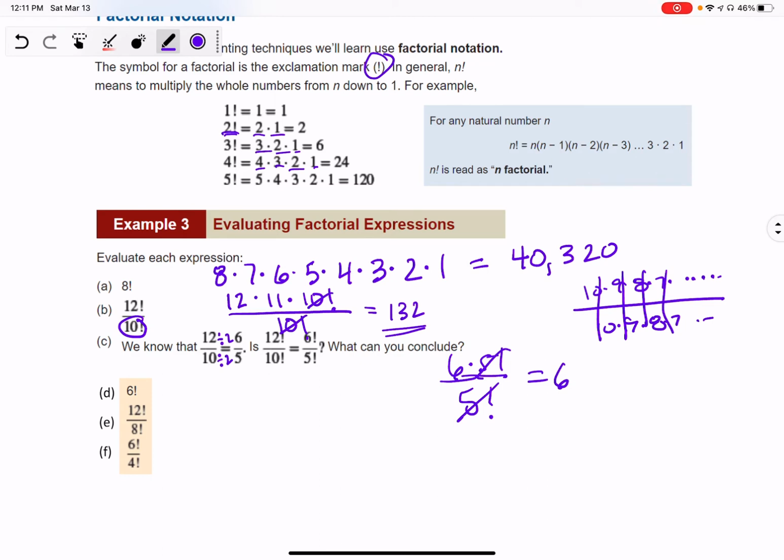All right, why don't you guys go ahead and pause the video, take a second and practice the last 3 problems on your own, and press play when you're ready for the answer. All right, so now that you've had a second to work those out, you should have gotten 720, 11,880, and 30. Okay, moving on.